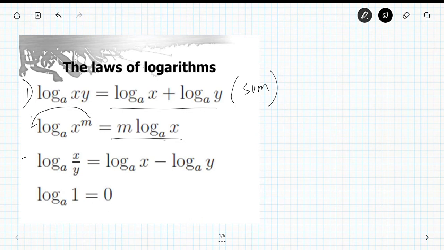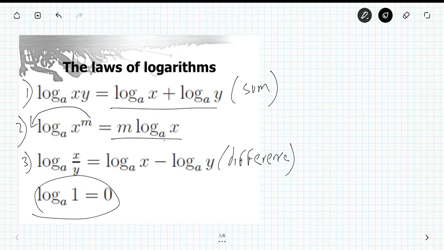Third law is going to deal with the quotient, the log of the quotient, and you can express that as a difference or a subtraction. Okay. Last thing is you have this very tricky thing, the log of a of any base, right? A is any base, and the log of any base of 1 equals 0.